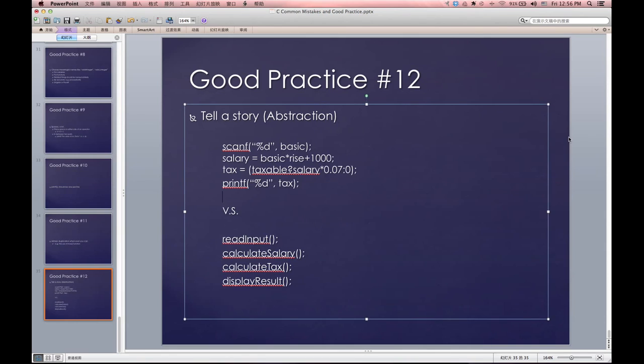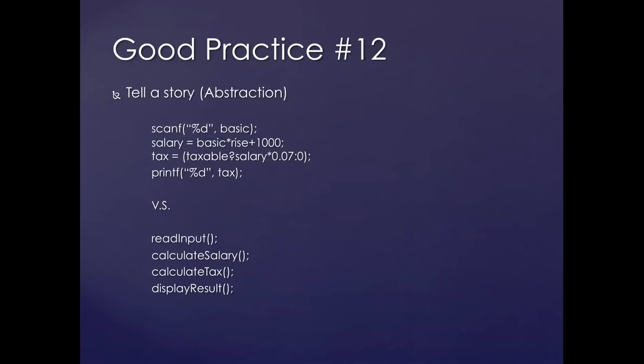Okay? Lastly, we have a way of presenting your program better. Let's just compare these two. So this is the first way of writing my program. I scan some basic integer, and then I compute the salary, compute the tax, and print it out. Versus this version. I read the input, I calculate salary, calculate tax, and display result. So this manner is more readable, and actually you are telling a story, telling how your workflow should go, and it's very intuitive to understand.